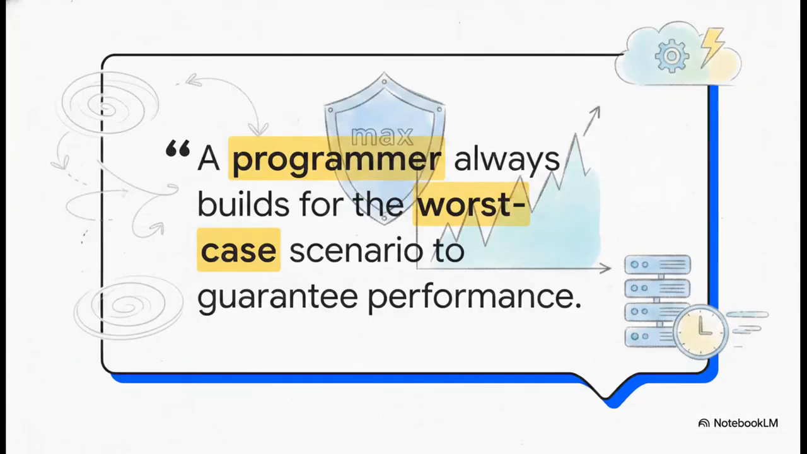This all boils down to a core philosophy derived from these sources. A programmer always builds for the worst-case scenario to guarantee performance. Next time an application handles a massive amount of your data without breaking a sweat, you'll know it's for sure because someone ran the asymptotic analysis and prepared for the absolute worst.